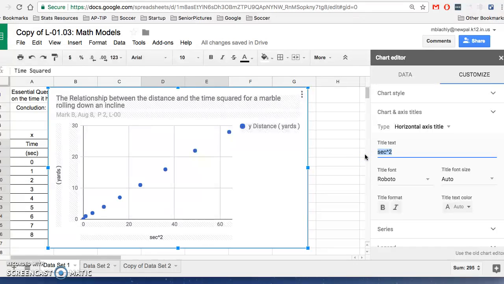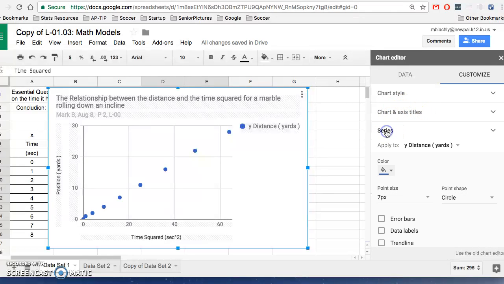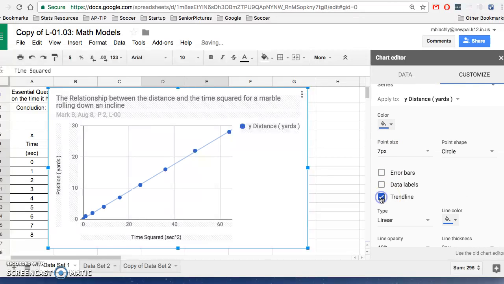And remember, on our horizontal axis down here, we don't have time, we have time squared, or maybe the square root of time, or whatever you had to do, and the units are seconds squared. And on the vertical axis, we still just have the position or the distance it rolled. So my graph's looking pretty good here. I've got most of the conventions. You can click on this to collapse that. Let's go to Series. Under Series, we want to add a trend line. We will find a line of best fit, and clearly a straight line does a good job.